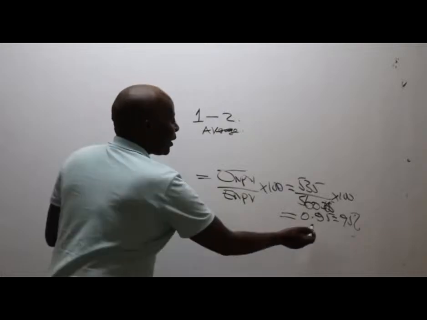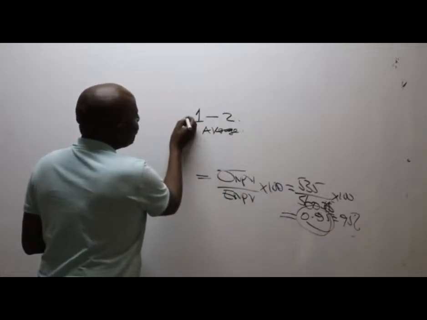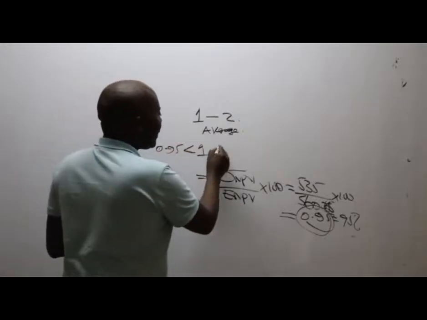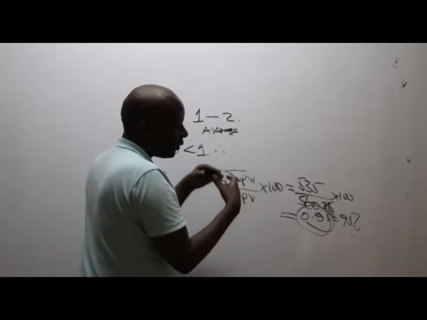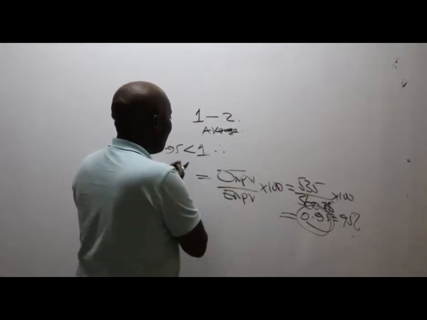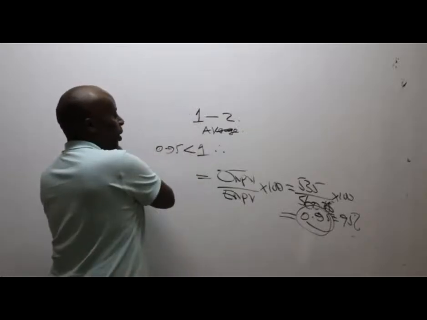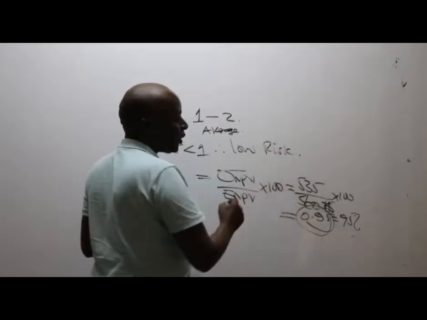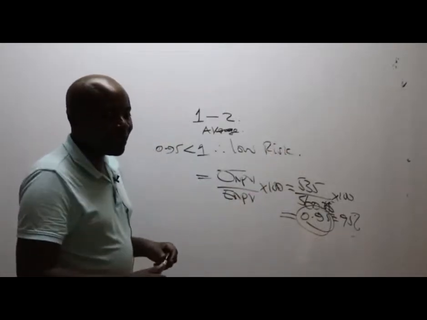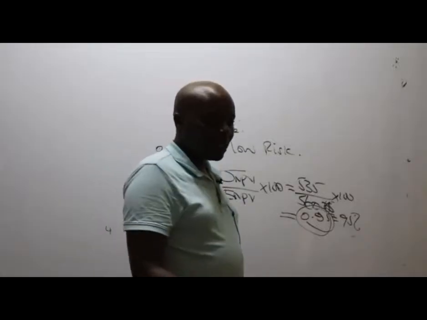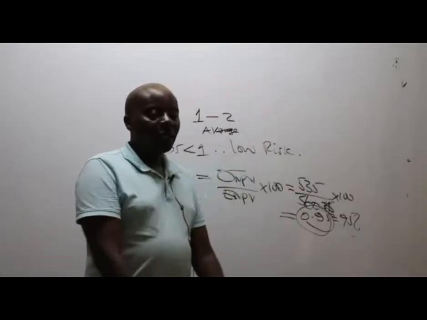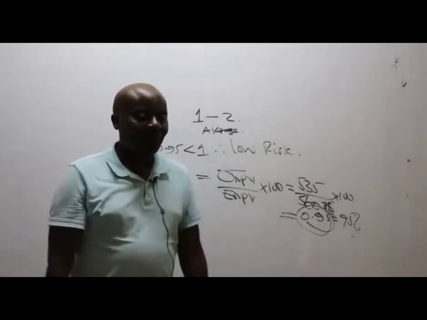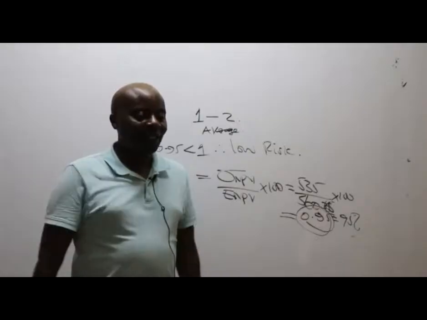But look at the one that you have obtained here, 0.95. 0.95 is less than 1. Meaning that our project, regardless of the fact that 95% is so high, given what they have told us, 0.95 is on the left of 1. Meaning that our project is low risk. Is that okay?